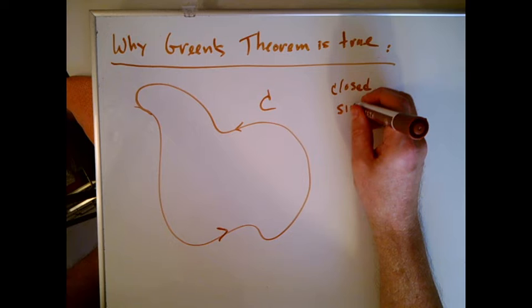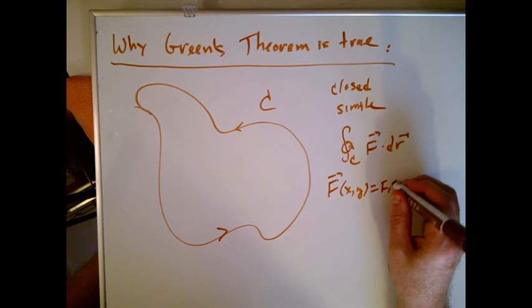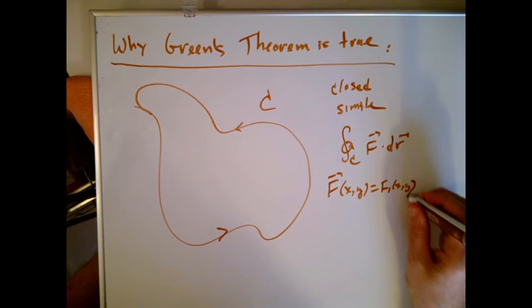And we want to calculate the work done around it by a vector field. The vector field should have the same kind of notation we're used to seeing, but let's just write it down. It should be f1(x,y) times i plus f2(x,y) times j, like this.